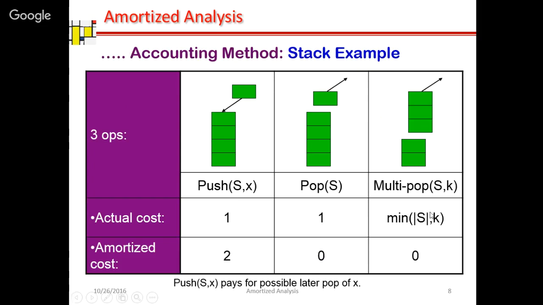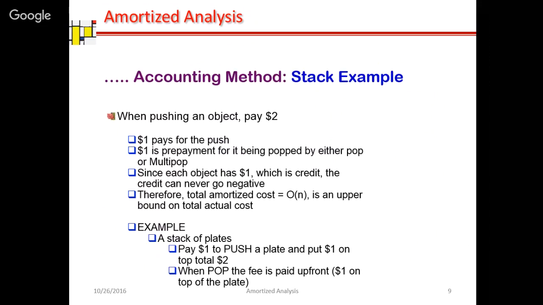The same goes for multi-pop. Notice that each time you push an item, you charge it twice the amount. So however much the multi-pop costs, those costs were paid up front. So the actual cost is the minimum of the size of the stack and the proposed multi-pop count, and the amortized cost will be 0 because it was paid from the credit that is in the bank.